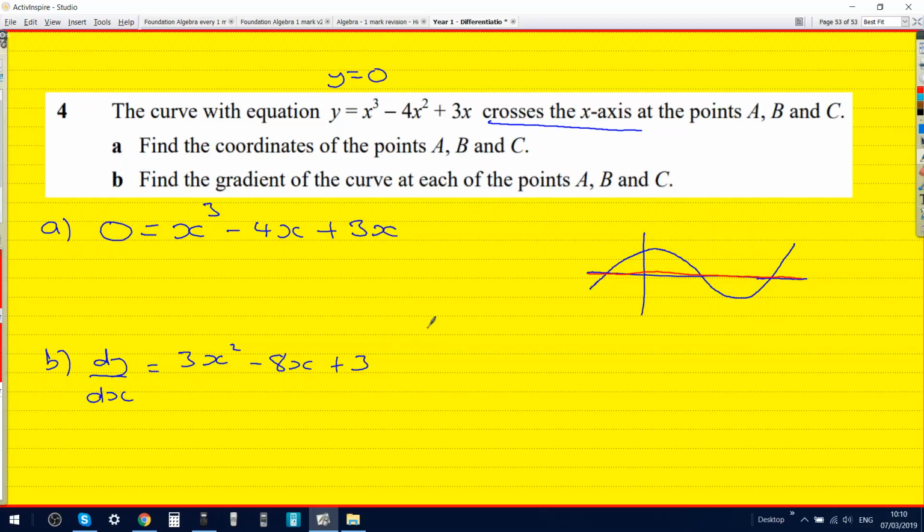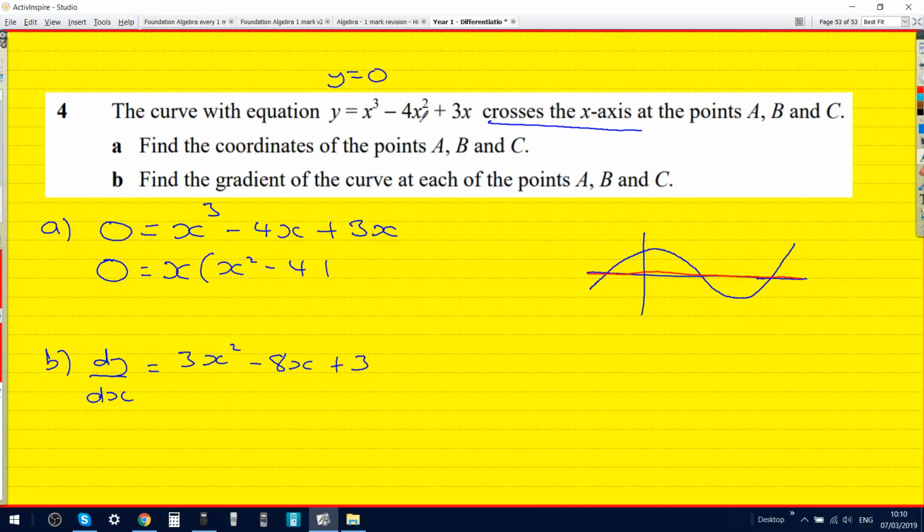What calculator do you have? The FX85GT. Okay, so you can't do this with your calculator. Any idea how to solve that? No, it's cubic and not quadratic. So they all have x in common, so you can take a factor of x out of them. So x times x squared minus 4x plus 3.